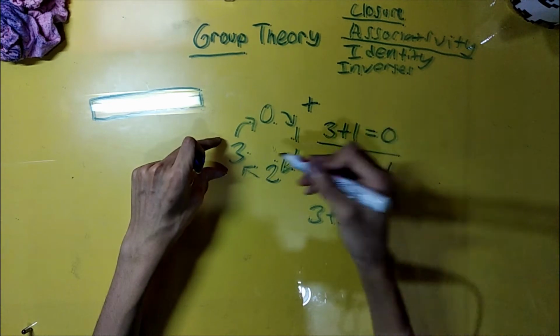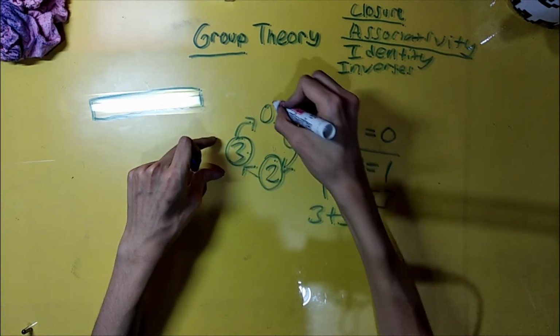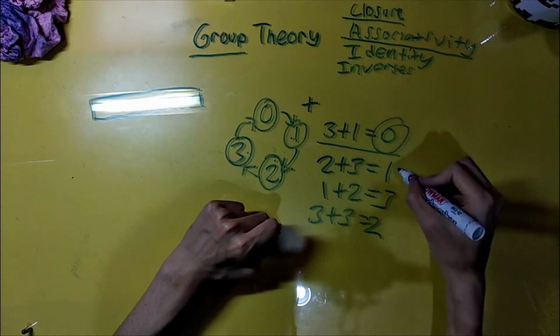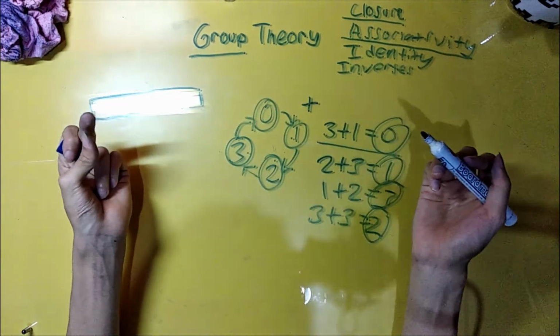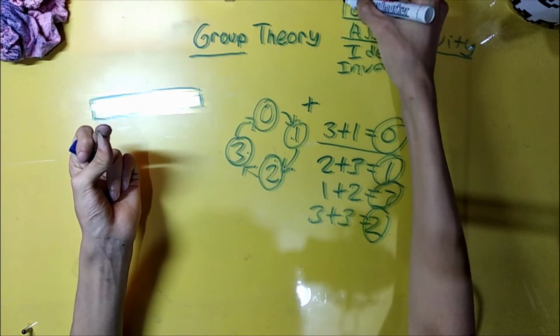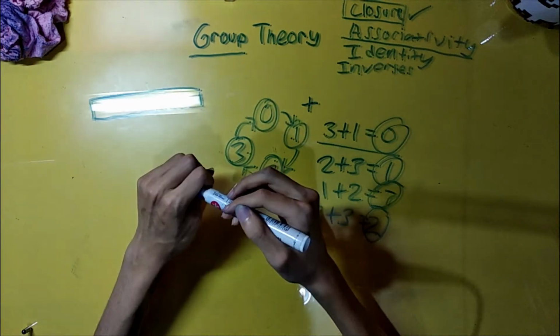You're always going to end up with elements from the same circle, right? All of these values, they're all part of this circle. You're never going to get anything outside of it. That's why this structure is closed. It satisfies closure. We'll give it a check mark there.